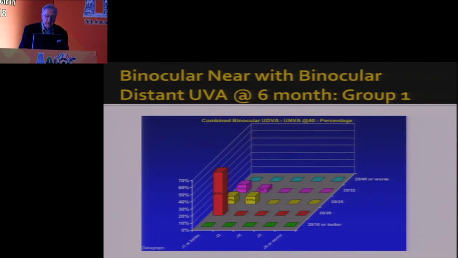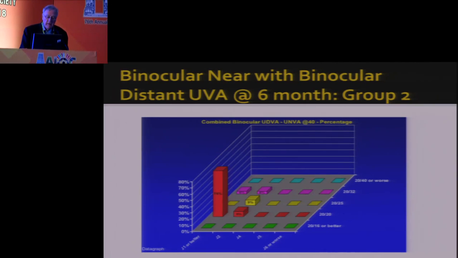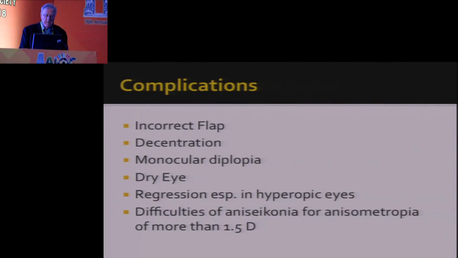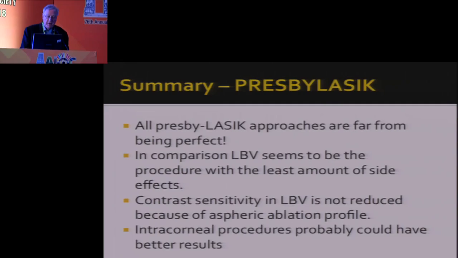The binocular near, in comparison with the binocular distance uncorrected visual acuity after 6 months: in the myopic group we have Jaeger 1 and a visual acuity of 20/20 in 61%, and in the hyperopic group it seems to be better at 74%. Complications are incorrect flap, decentration, monocular diplopia, dry eye, regression, especially in hyperopic eyes.